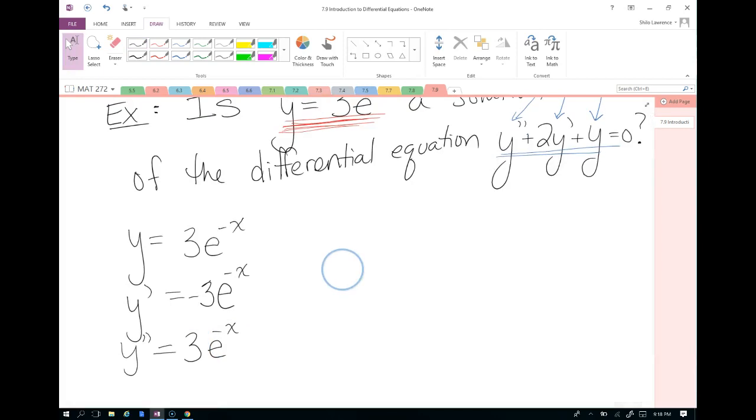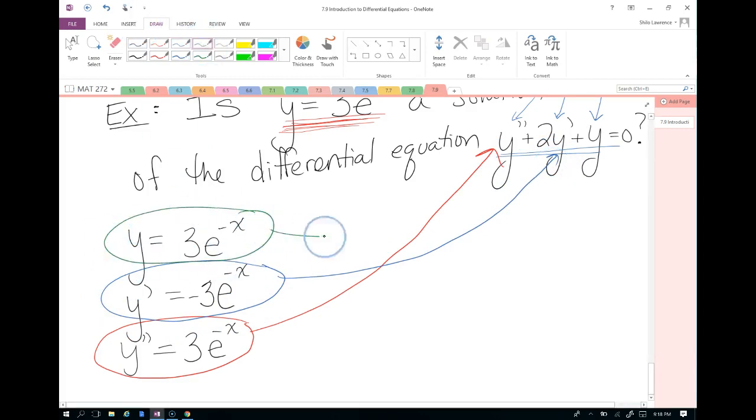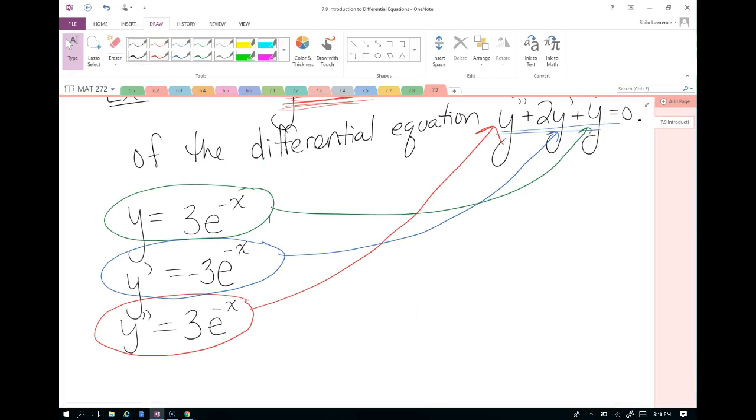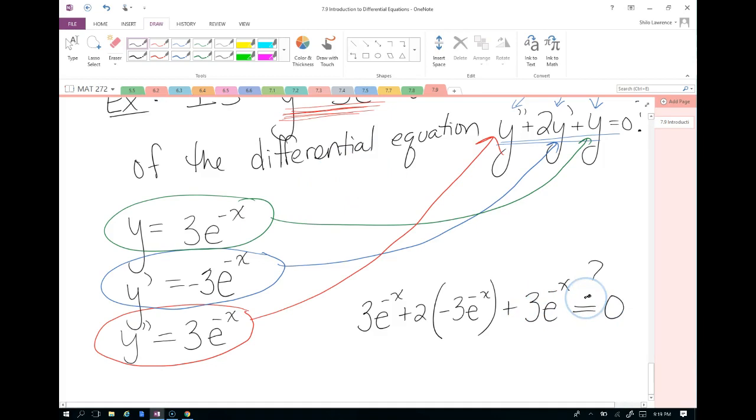And we want to plug all of this stuff back in. So the y double prime is going to go there. First derivative is going to go there. And then original y is going to go here. We're going to plug all those in and see if we get 0 when we do that. So y double prime is 3e to the negative x, and then it says plus 2 y primes, and y prime is negative 3e to the negative x, plus y, which is 3e to the negative x. We want to know if this is going to equal 0.